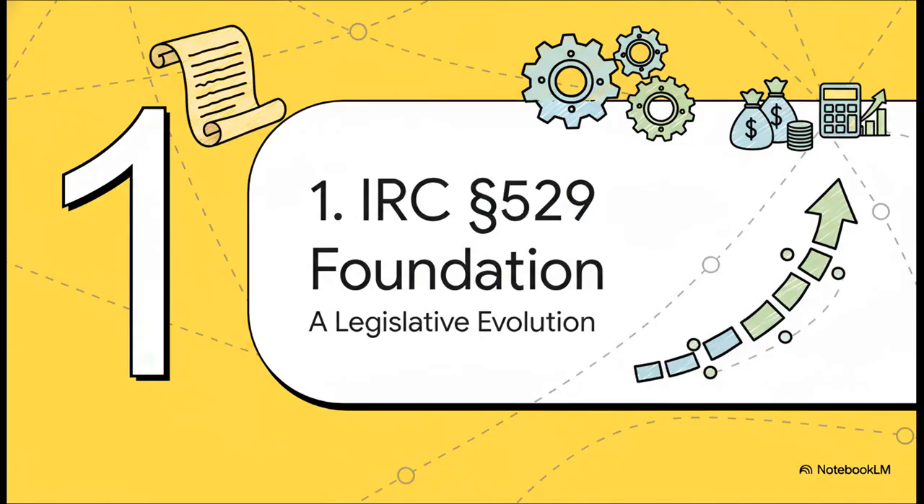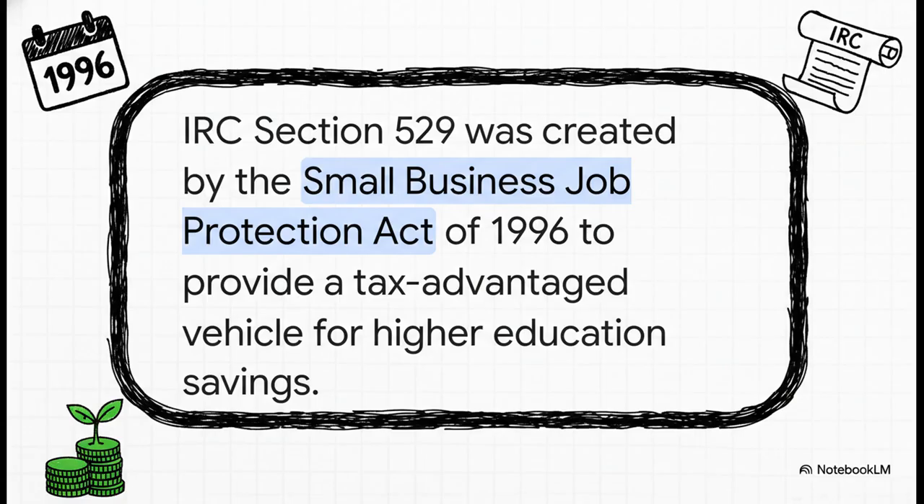Okay, first things first. Let's start with the law itself. You see, to really get a handle on the reporting, you have to understand the statutory framework and, just as importantly, how it's changed over the last couple of decades. So let's go back to 1996. That's when Section 529 officially became part of the Internal Revenue Code. The initial goal was really straightforward, but honestly pretty powerful. Give families a way to save for college where the earnings could grow without being taxed along the way. But as you're about to see, that was really just the beginning of the story.